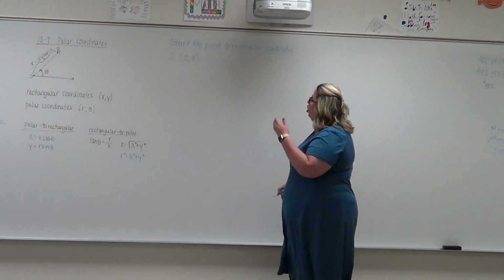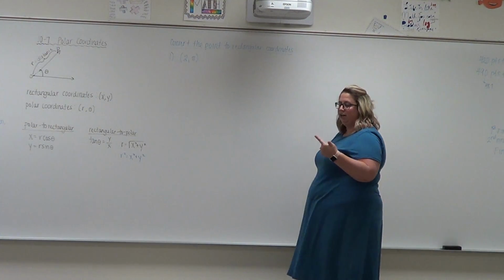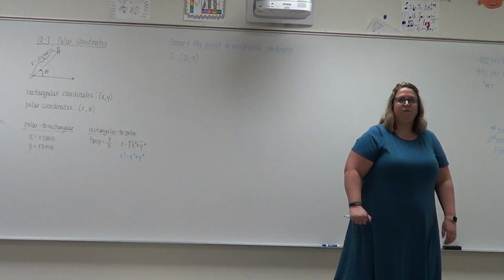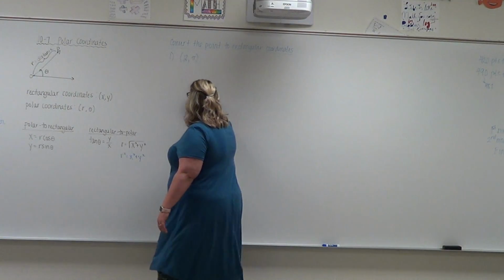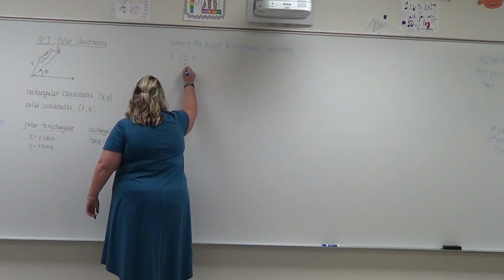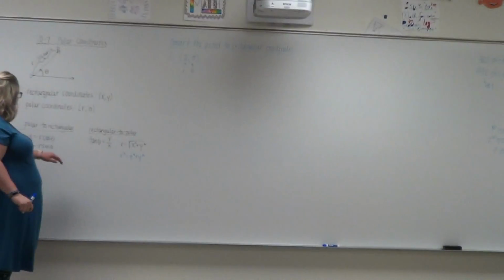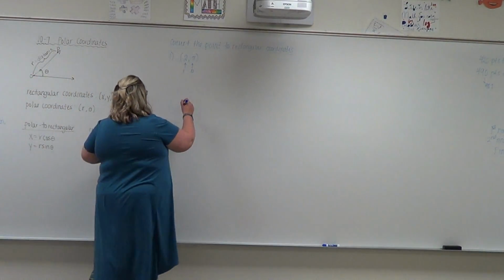So we're going to talk about how you go from polar to rectangular on points and equations, and then we'll go the other direction as well. Okay? Alright, so if I want to go to rectangular, this is a polar coordinate, set up like this. So this is my R, and this is my theta. To find x, x is R cosine theta.